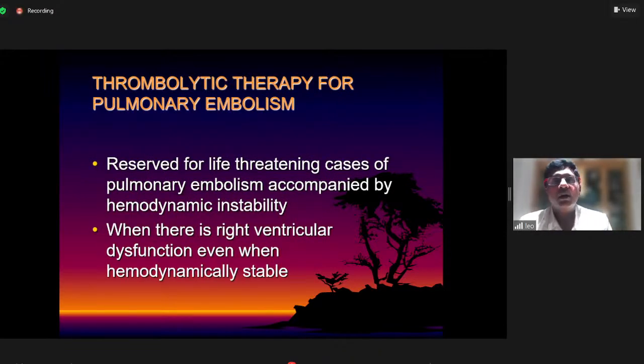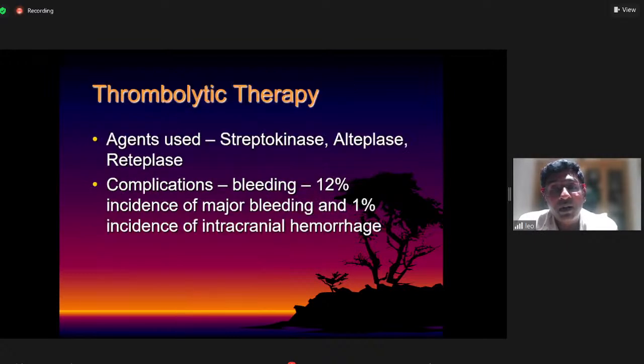Now, before I go on a little bit more, what do we do if a patient does have pulmonary embolism? There is an option of thrombolysis. Of course, it is reserved for life-threatening cases of pulmonary embolism accompanied by hemodynamic instability, or when there is right ventricular dysfunction, even when the patient is hemodynamically stable. The agents used, of course, are streptokinase, alteplase, reteplase, etc.